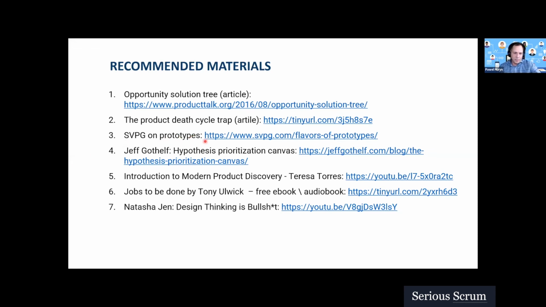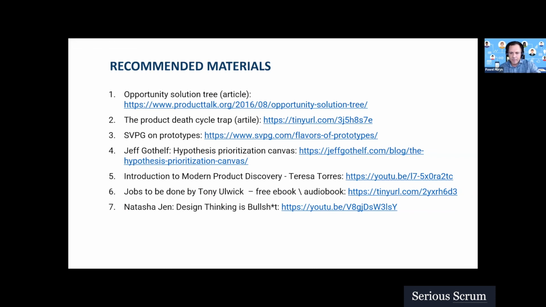The hypothesis prioritization canvas that I presented on one of the screens, you can download as a PDF from this page. There is also a great video of Teresa Torres, about one hour long, where she describes modern product discovery, in particular continuous product discovery. I was pleased to find that Jobs to Be Done by Tony Ulwick is currently available for free. You can buy the book, but there is a free audiobook on the official Tony Ulwick's site. So here is the link to this site.